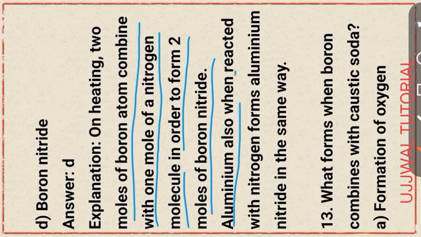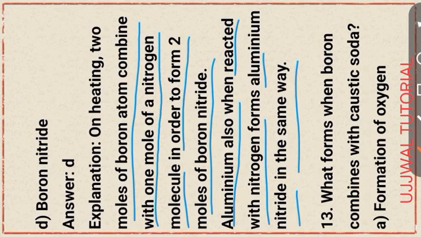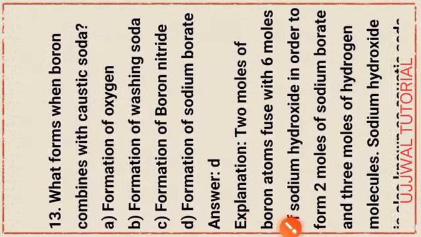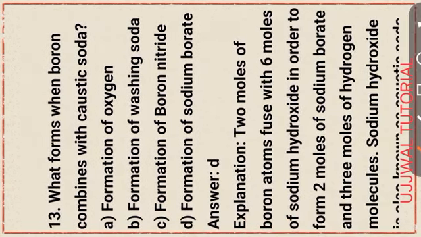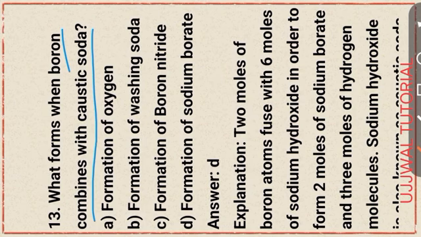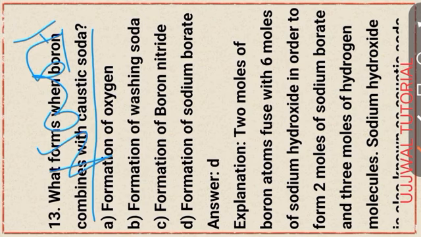Aluminum also, when reacting with nitrogen, forms aluminum nitride in the same way. Question number 13. What is formed when boron combines with caustic soda, that is NaOH, sodium hydroxide, called caustic soda?